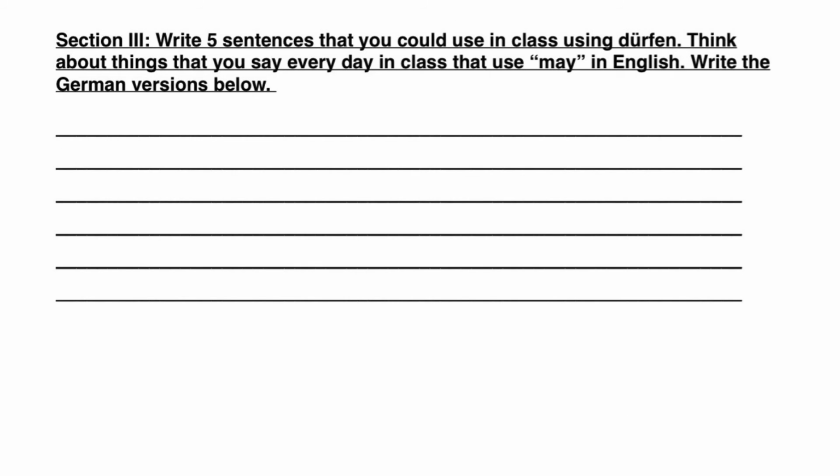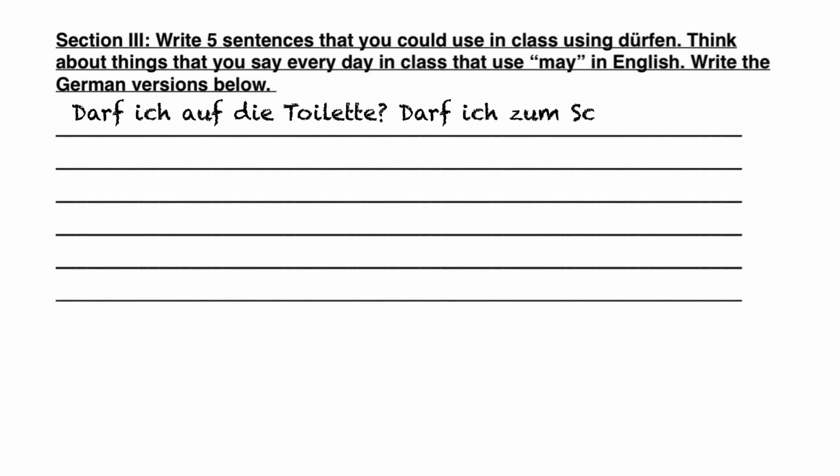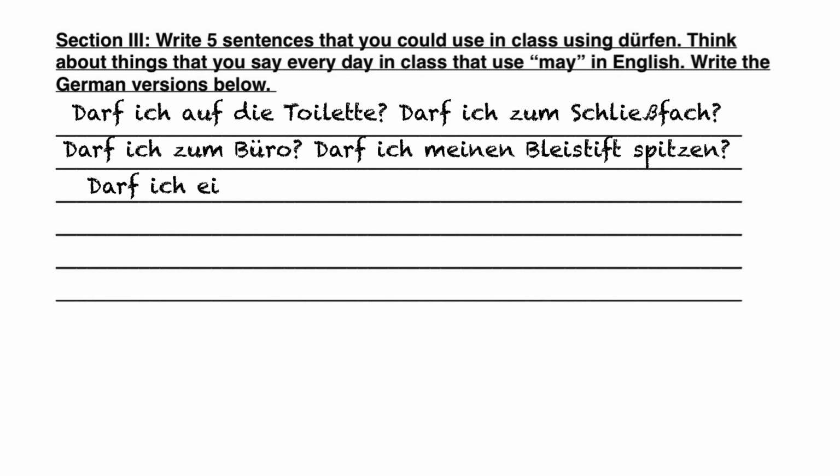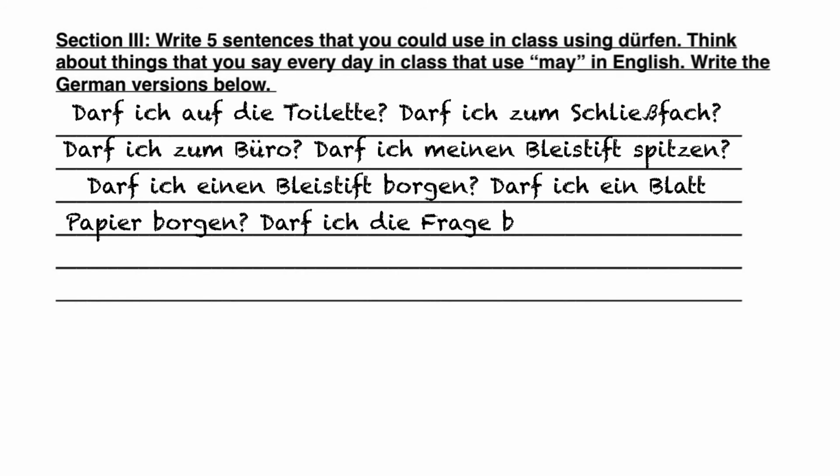Nummer 3. In section 3 here, we're supposed to write 5 sentences that we might use on a daily basis in a class. So, anytime that you would say may in English, you might use dürfen in German. So I have several examples here that you might be able to use in your own classrooms. Darf ich auf die Toilette? May I go to the restroom? Darf ich zum Schließfach? May I go to my locker? Darf ich zum Büro? May I go to the office?